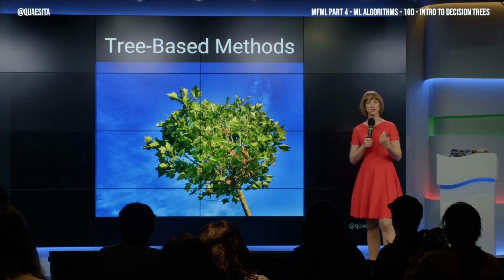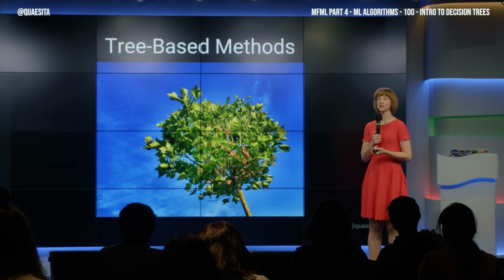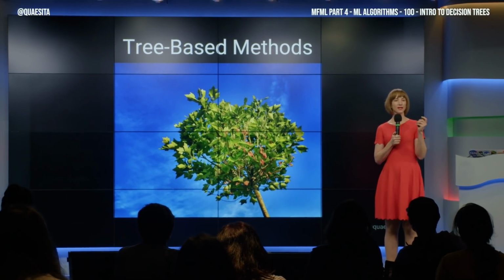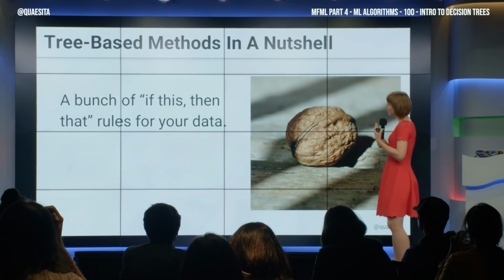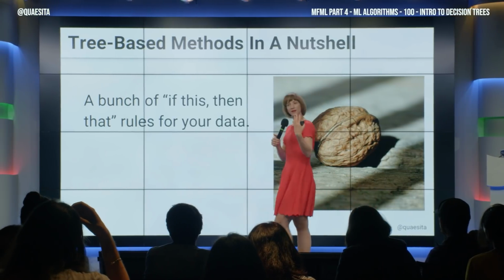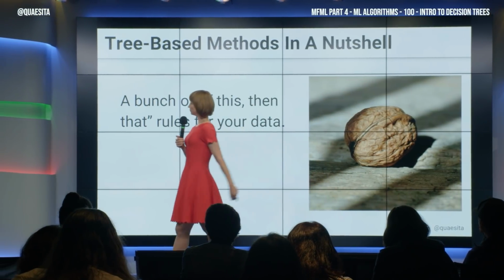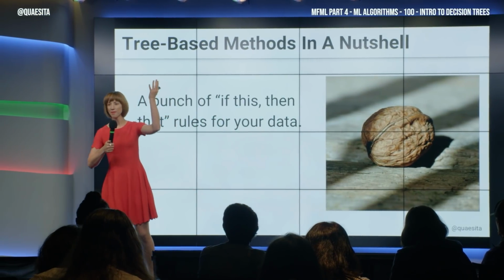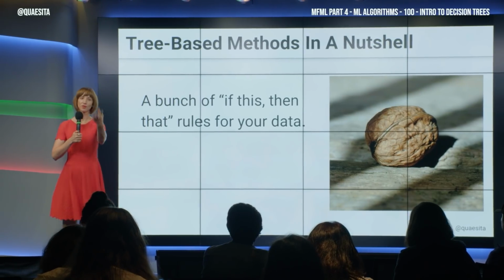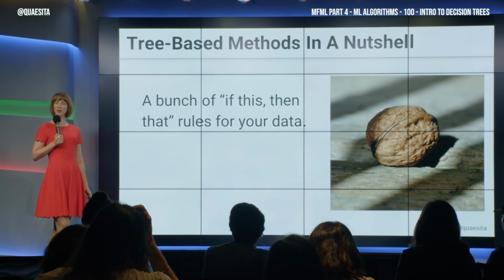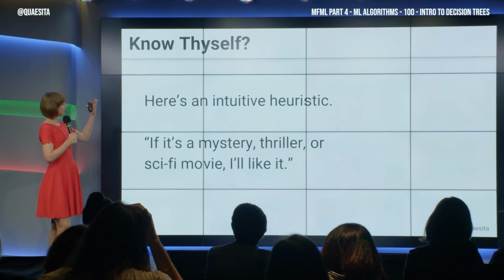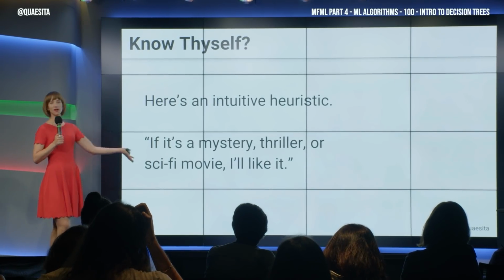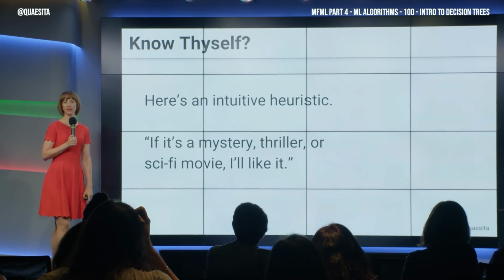And now we'll have trees, tree-based methods, decision trees, random forests. Let's have a look at what's going on here. These are, in a nutshell, a bunch of if this, then that for your data. And so I thought, why don't I manufacture an if this, then that rule, the traditional programming way, about my movie preferences, so you can all recommend movies to me. So I thought about what I like, and I came up with this rule. If it is a mystery, a thriller, or a sci-fi movie, hand it to me, I'll like it.